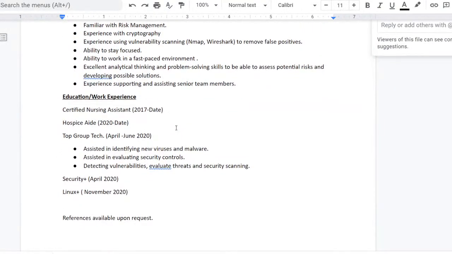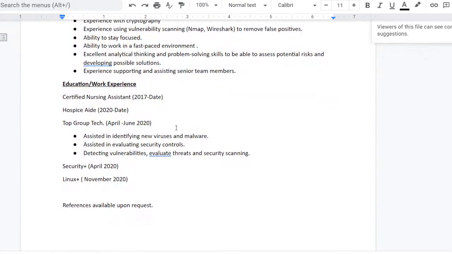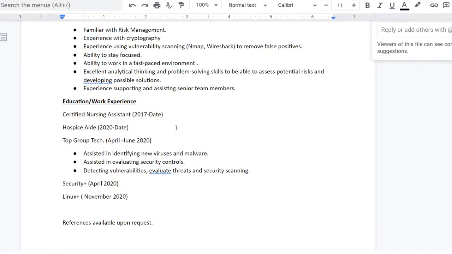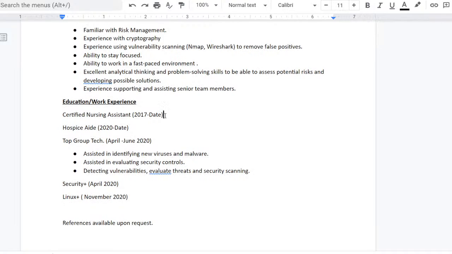What can we do with this? This is basically a blank sheet. What would I do? So here's the thing. My wife is actually a certified nursing assistant, and it can be a hard job. And I don't know if she still does this, but she has hospice aid here, has work experience, and then she has top group tech from April to June 2020. So April, May, June. So that's like 3 months of experience.